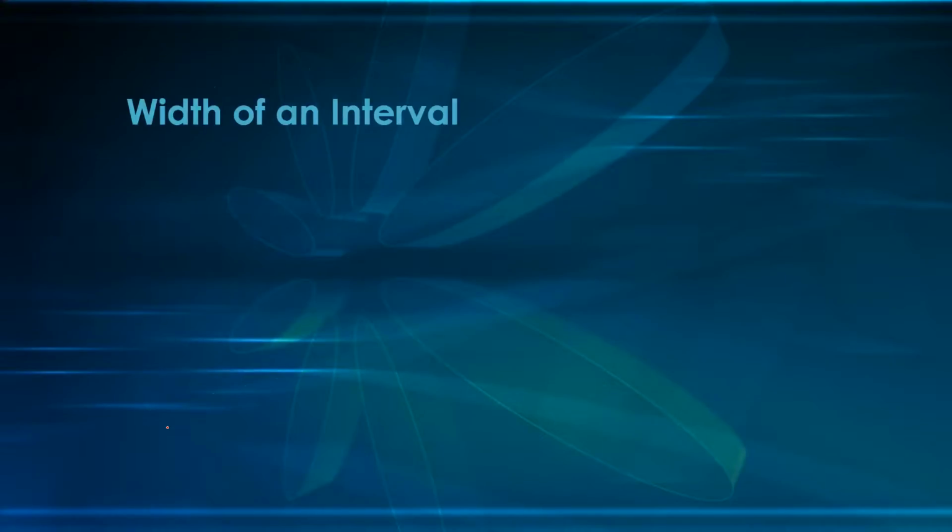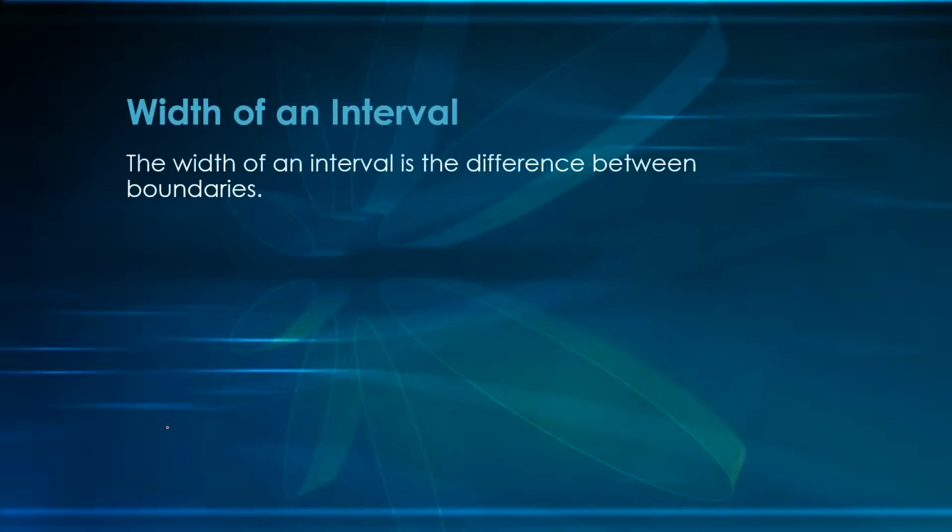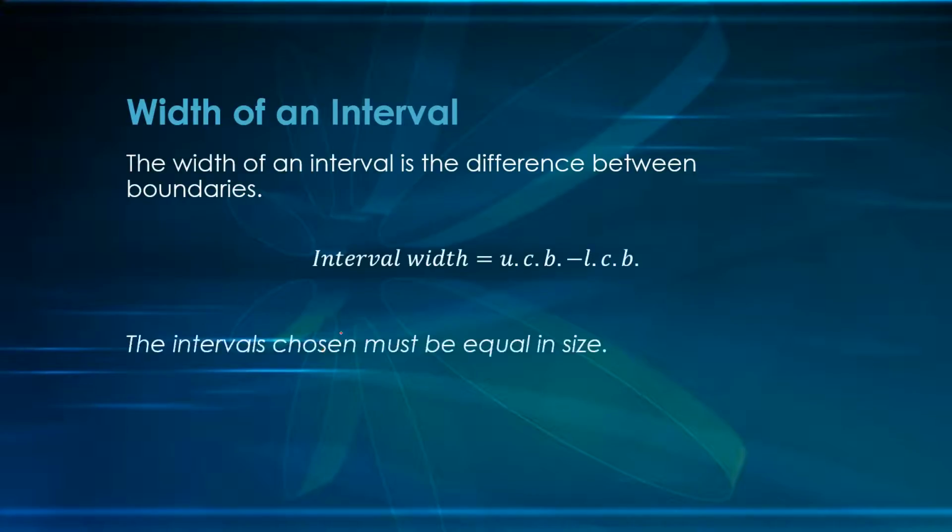To find the width of an interval, we simply find the difference between the two boundaries, and we have to remember that each one of the intervals must have the same size. So I can go from 10 to 20 and then from 20 to 30, and that would be fine. But I cannot go from 10 to 20 and then decide to go from 20 to 25. Notice that they don't have the same class width.